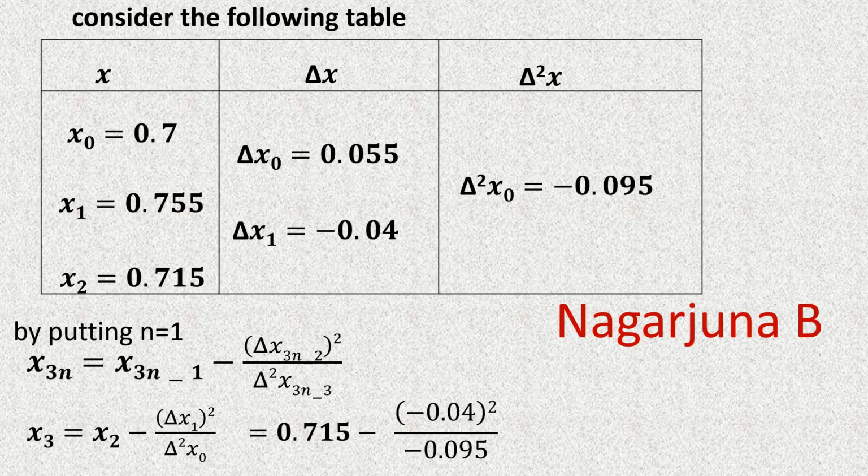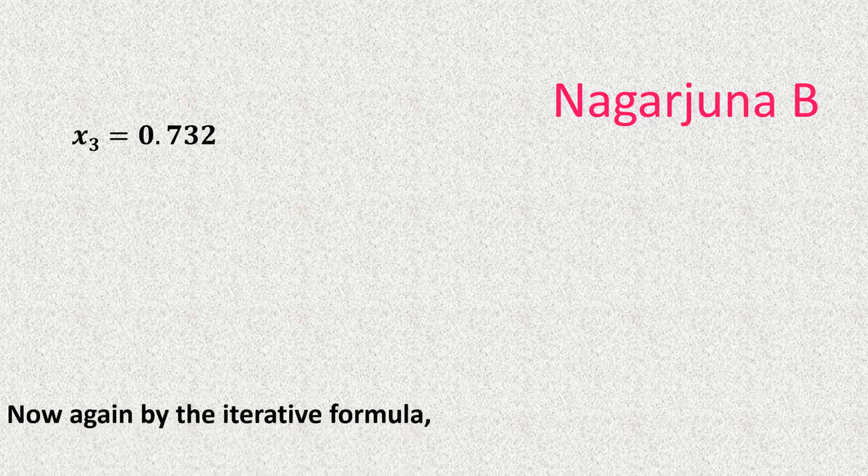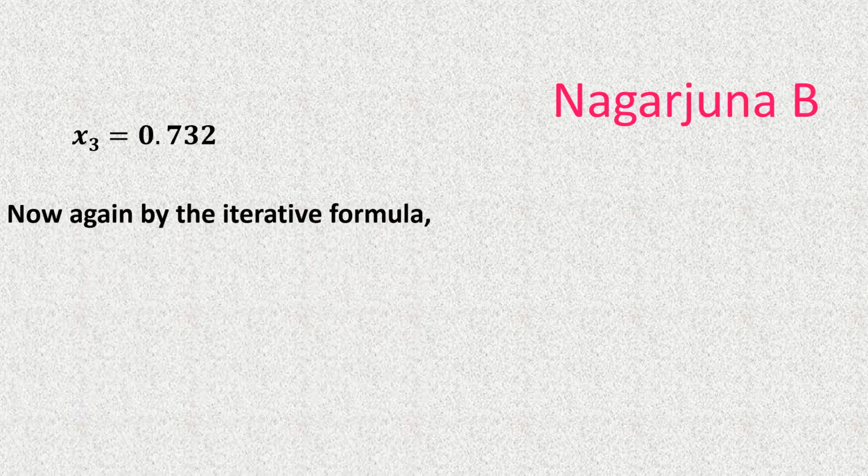and that answer is x3 equal to 0.715. Sorry, x3 is not 0.715, it is 0.732. x3 is equal to 0.732. Now again by using the iterative formula, that is g of x is equal to 1 minus 1 divided by x square, that formula we shall use and calculate x4 and x5.